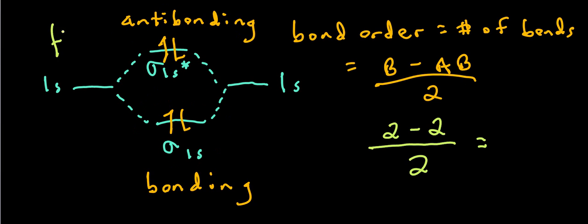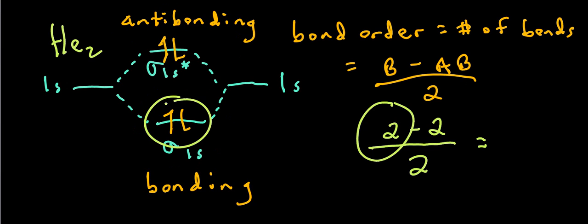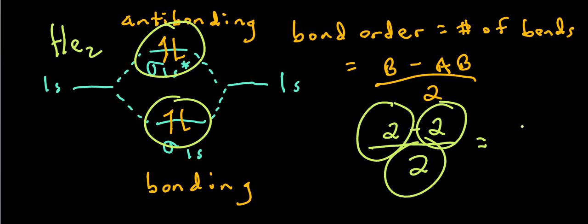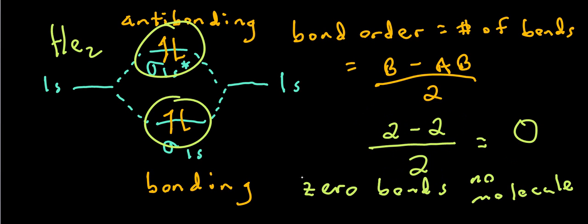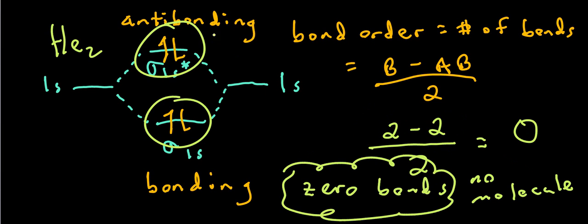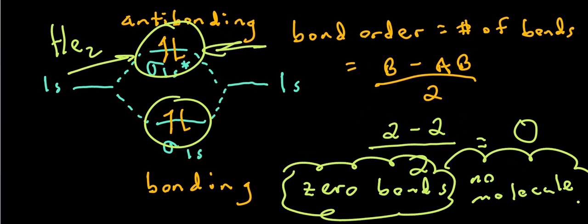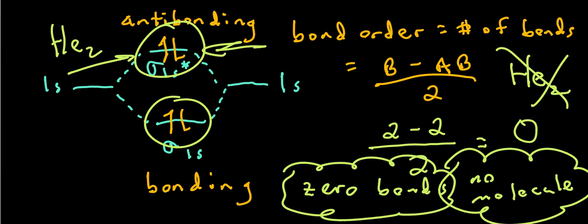Calculating our bond order for the He2 molecule, we have 2 bonding electrons, we have 2 anti-bonding electrons, divide by 2, and that gives us a bond order of 0. The bond order of 0 means we have 0 bonds that form in this structure due to the destabilizing effect of the anti-bonding pair of electrons, and we end up with no molecule, which we know to be true: He, helium, a noble gas, does not form any compounds or molecules, and there aren't any He2 molecules that exist.